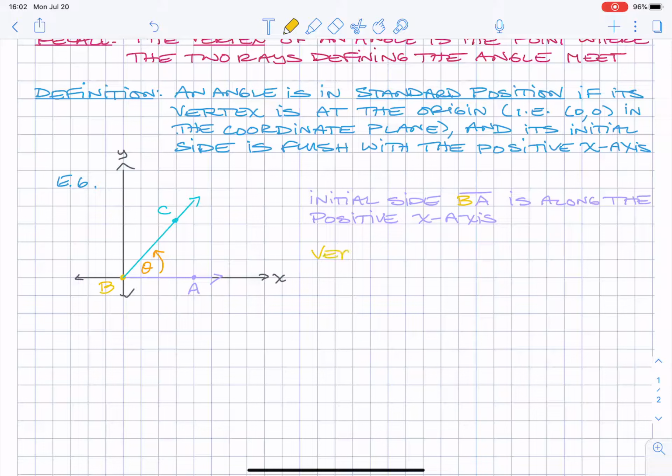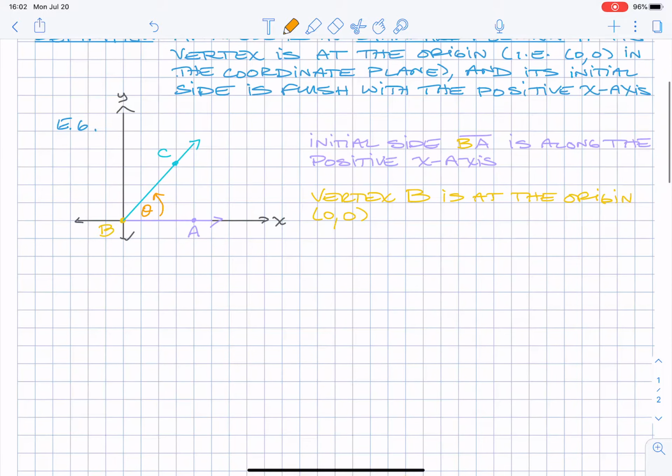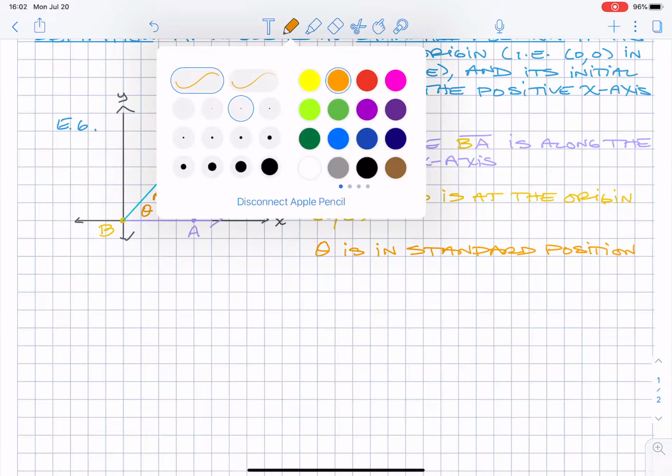Vertex B is at the origin, 0, 0, meaning where the two axes, the x and y axes, cross. So this is an angle in standard position, so we would say theta is in standard position. Okay, so that's the illustration of an angle in standard position.